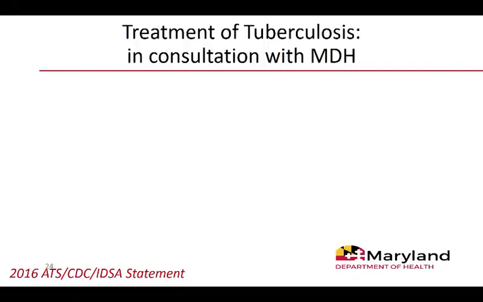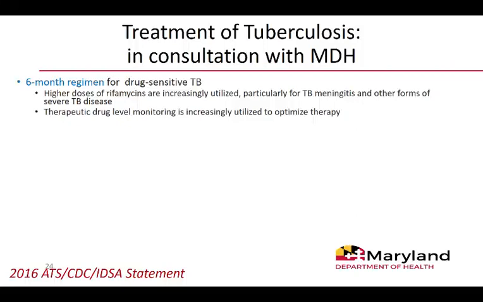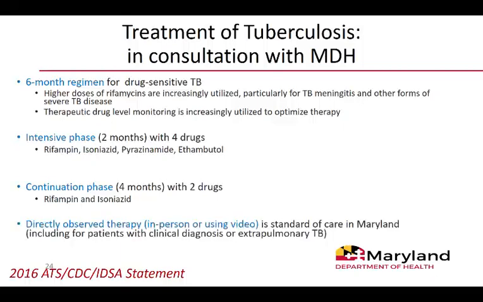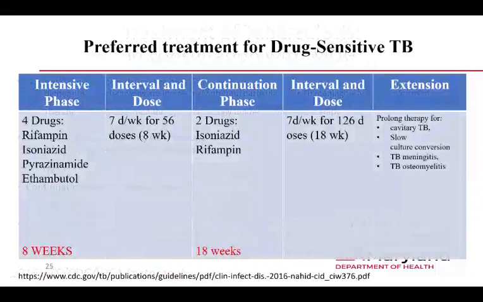When treatment for TB is initiated, the standard current regimen is 6 months of therapy, utilizing an intensive phase of 4 drugs consisting of rifampin, isoniazid, pyrazinamide, and ethambutol, and a continuation phase of rifampin and isoniazid, which continues for 4 months. Directly observed therapy is the standard of care in the state of Maryland. Here I just summarize the current treatment regimens that are recommended by the CDC, ATS, and IDSA in the form of a table. All therapy for tuberculosis should be undertaken in conjunction with your local health department and the Maryland Department of Health.